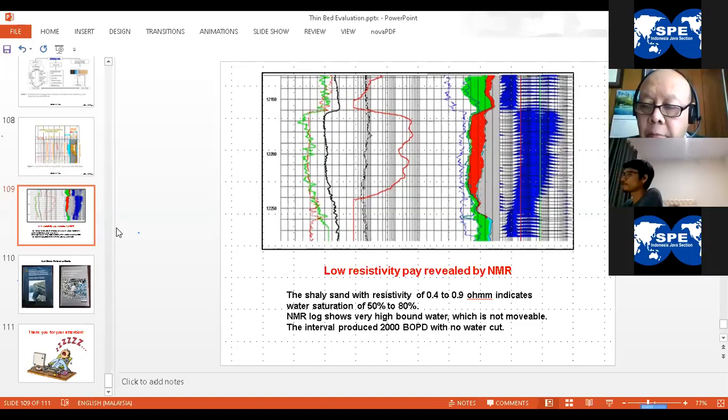Next question from Adit. In your experience, is a thin bed with hydrocarbon always related to a high gas reading from the mud log?